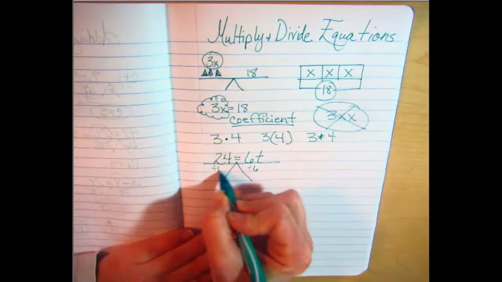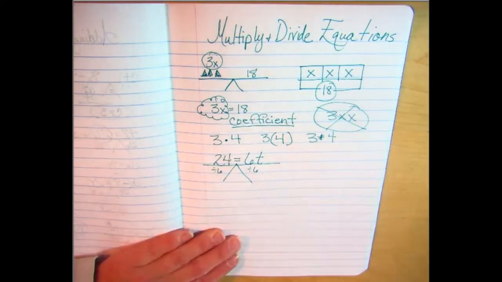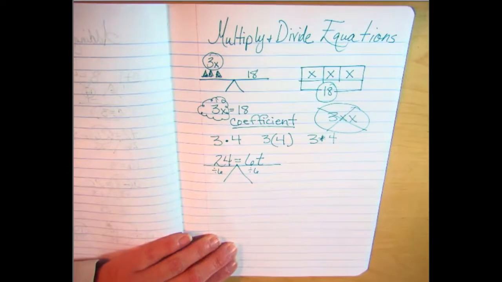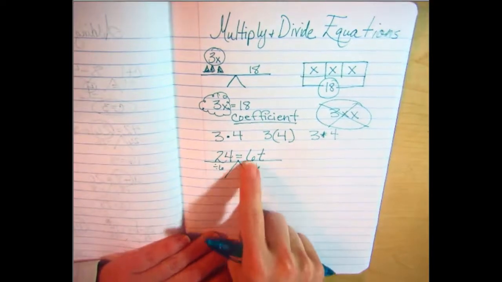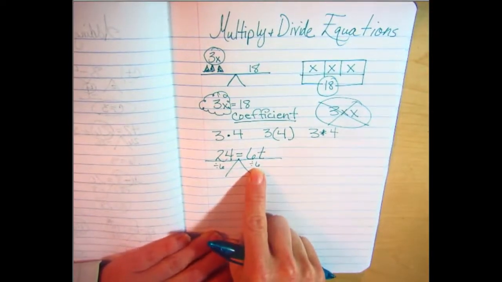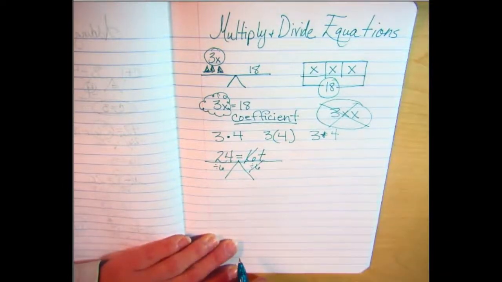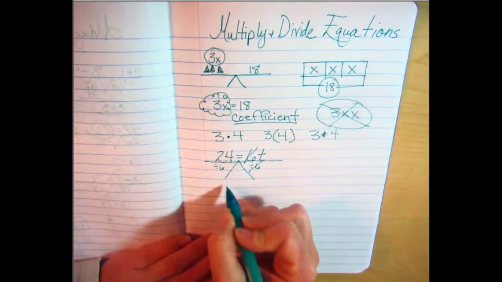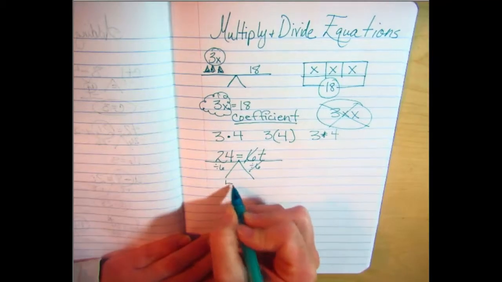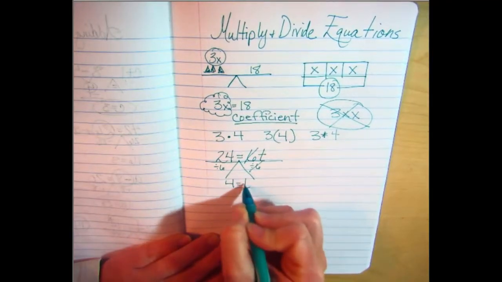Do you remember yesterday I said whatever you do on one side, you have to do on the other. Otherwise, you just goofed up your equation. It's not balanced. If you subtract 5 from one side, you have to subtract 5 from the other side. If you subtract x from one side, you have to subtract x from the other side. If I divide 6 divided by 6, what do I get? 1. So I make this 6 go away. 24 divided by 6 is equal to 4, so 4 equals t.